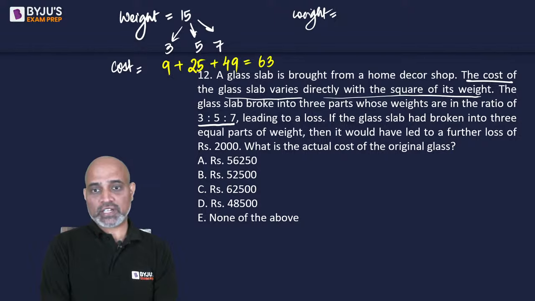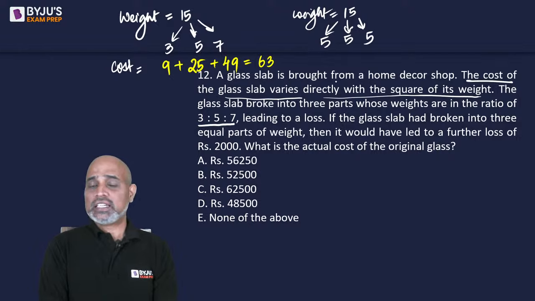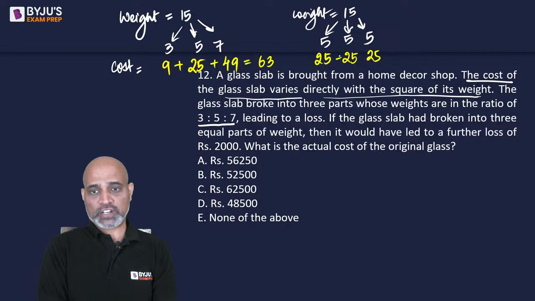Okay. Now it is given that if the glass slab had broken into 3 equal parts, so the same 15 ka weight wala glass slab, if it was broken into 3 equal parts, 3 equal parts means 5, 5, 5, then in this case, what would have been the cost? For this 5, the cost would have been 25. For the next 5, the cost would have been 25. For the next one, the cost would have been 25. The total cost would have been 75.